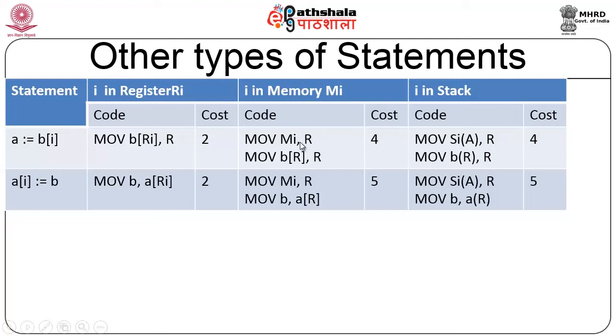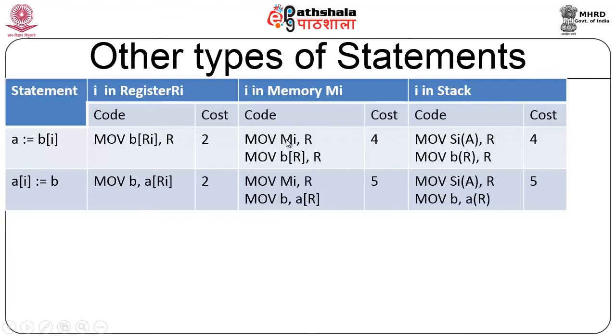Similarly here I know that this value I is in memory only. So I have to move this Mi to R, then you do a B of R comma R. So now R contains A. So that is what we have to basically come up with. This is when the I is available in the stack. So I have to issue Si of A: get it from the stack pointer and move it to R, and then move B of R comma R. The last statement is the same here and here and here, but here the I is in a register itself.